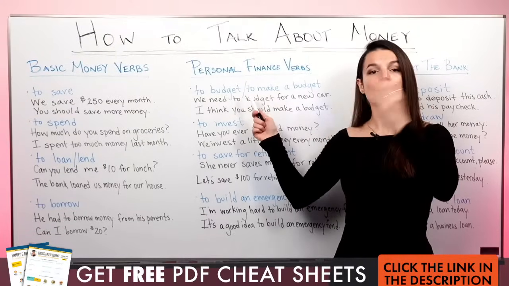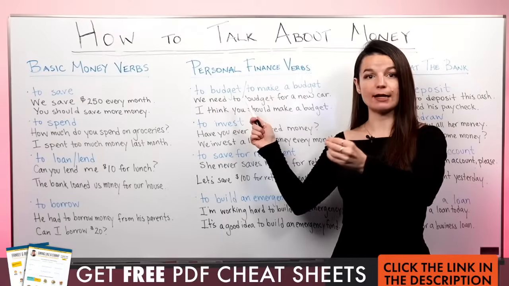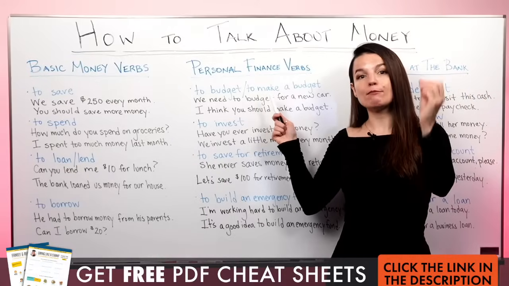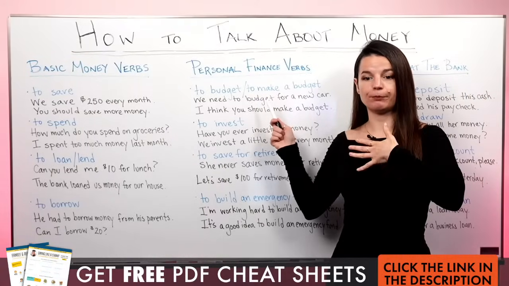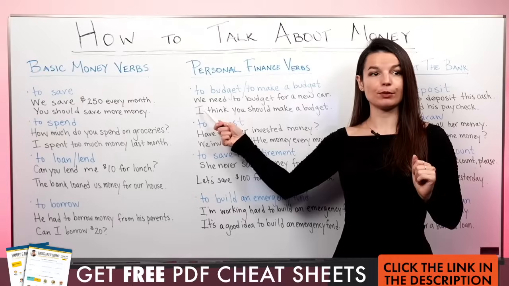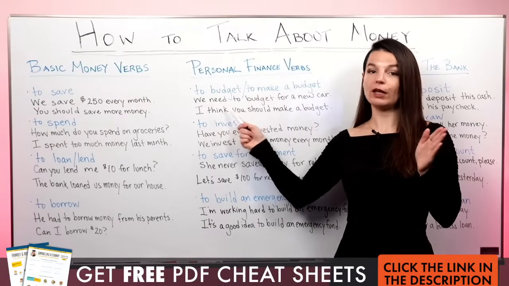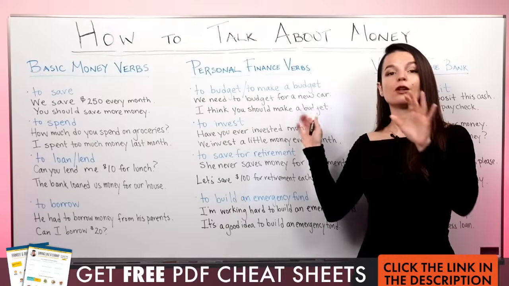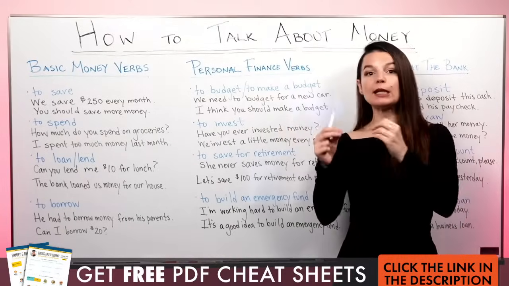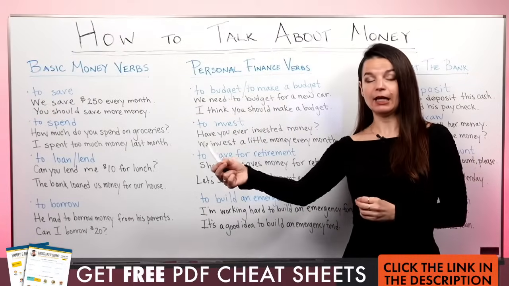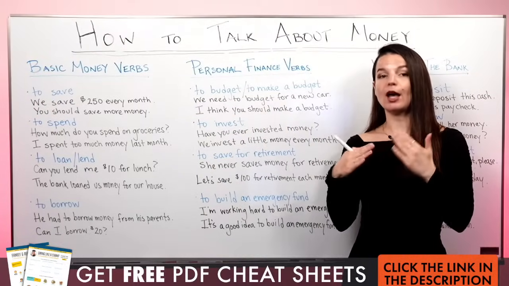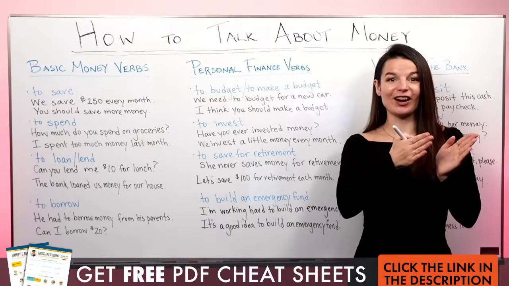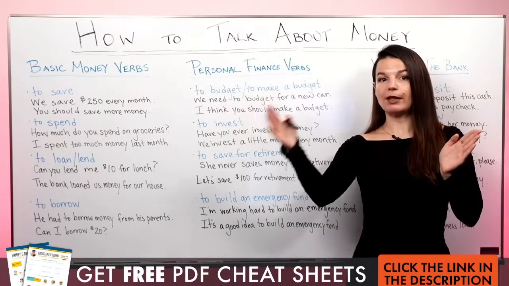To budget means to choose how much money to spend, and to make a budget means to make a money plan for yourself. Okay? So let's look at our examples here. First example is, we need to budget for a new car. So this sentence with budget means we need to make a money plan in order to buy a new car. Okay? So that means we want to buy a new car. Now we need to make a plan for our money.